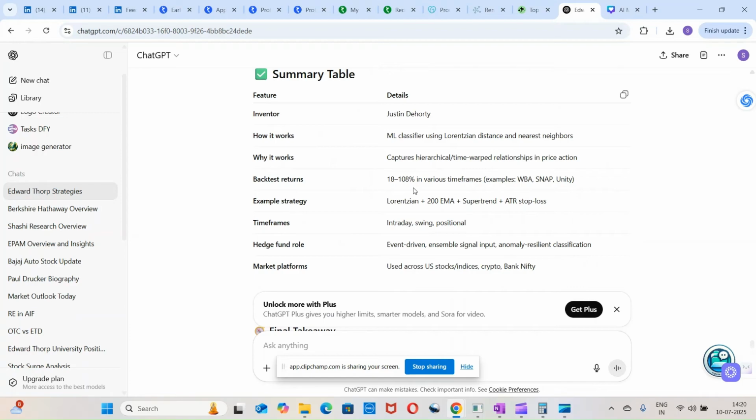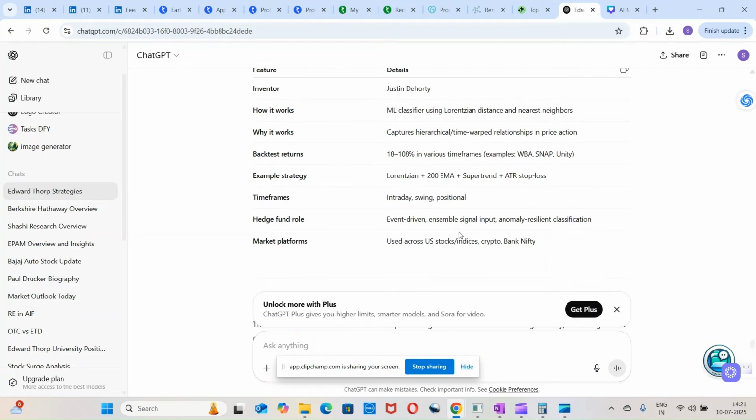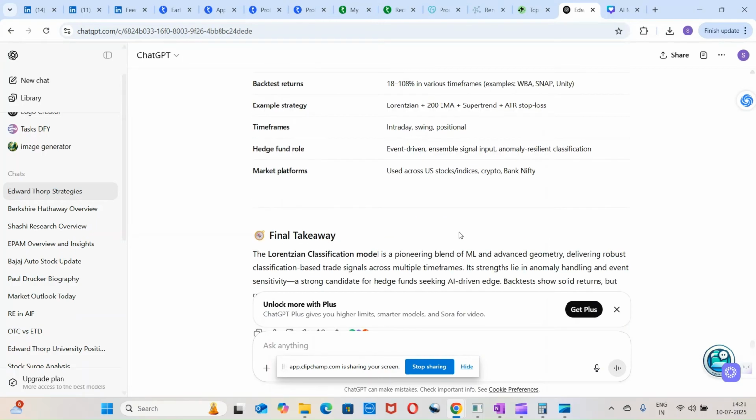Strategy: you can use this Lorentzian ML indicator with the 200 EMA, Supertrend, and ATR stop loss. You can use it on intraday, swing, and positional time frames. It could be used for hedge fund event-driven strategies, as an ensemble signal input, and for anomaly-resilient classification. It could be used on multiple platforms like US stocks, indices, crypto, and Bank Nifty.